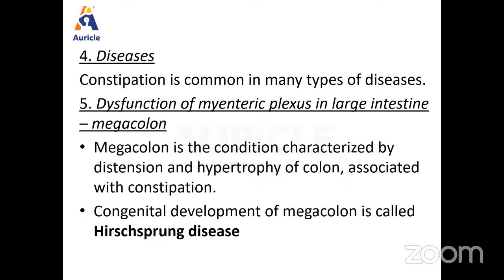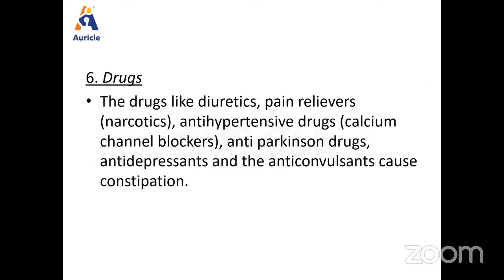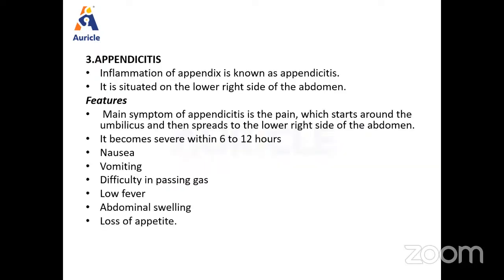Megacolon is a condition characterized by distension and hypertrophy of the colon, which is also associated with constipation, right? And congenital development of megacolon is known as Hirschsprung disease. Now the drugs: diuretics, pain relievers, antihypertensives, anti-Parkinson's drugs, antidepressants, and anticonvulsants cause constipation.